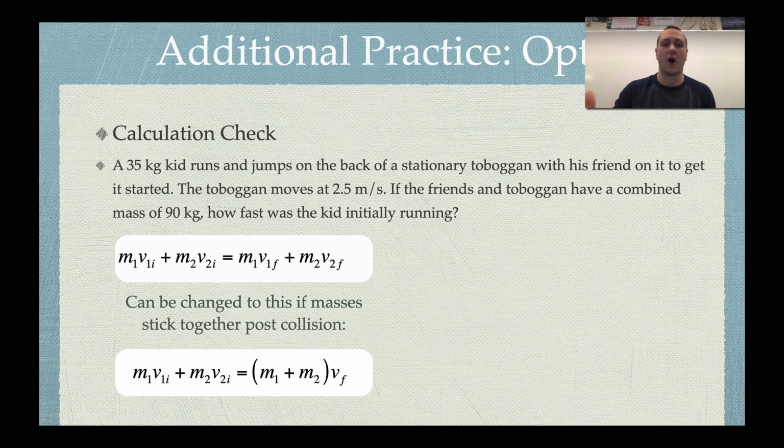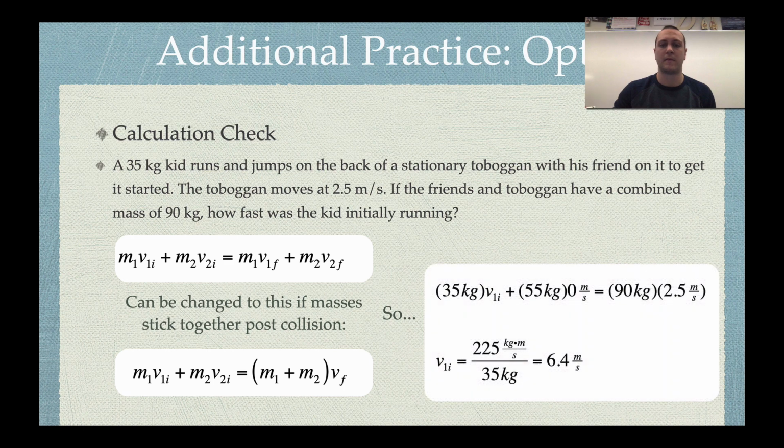Post-collision, they will be moving all together at 2.5 meters per second. So the way that we can approach this problem is we have our 35 kilogram kid moving at some speed. We have 55 kilograms of mass that's not moving, so that momentum is 0. We have 90 total kilograms at the end, moving at 2.5 meters per second. And we know that the 35 kilogram kid will be moving in the same direction that the toboggan is, because he's going to run, jump on it, and it's going to get him to move in the same direction. So 90 times 2.5 gets us 225. We divide the 35 kilograms over, and we find a velocity of 6.4 meters per second for that first kid.